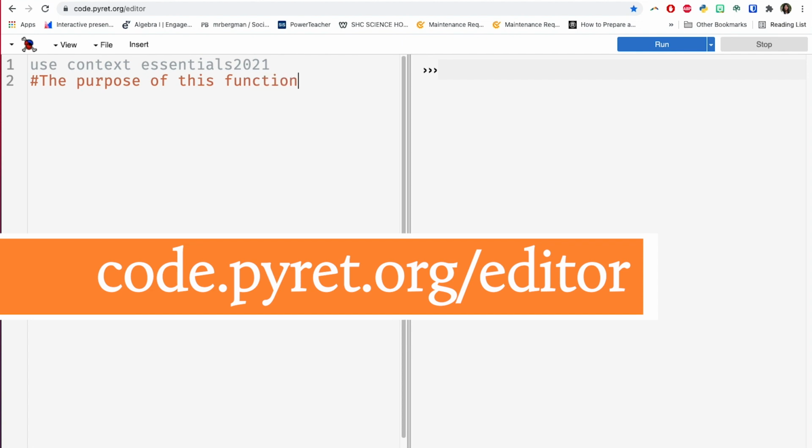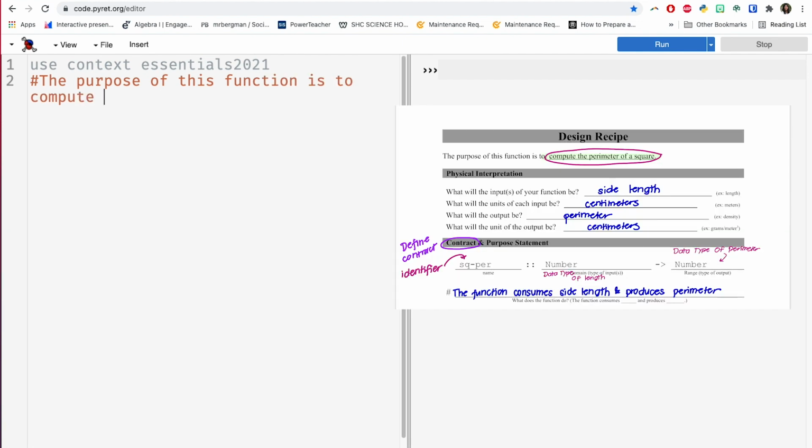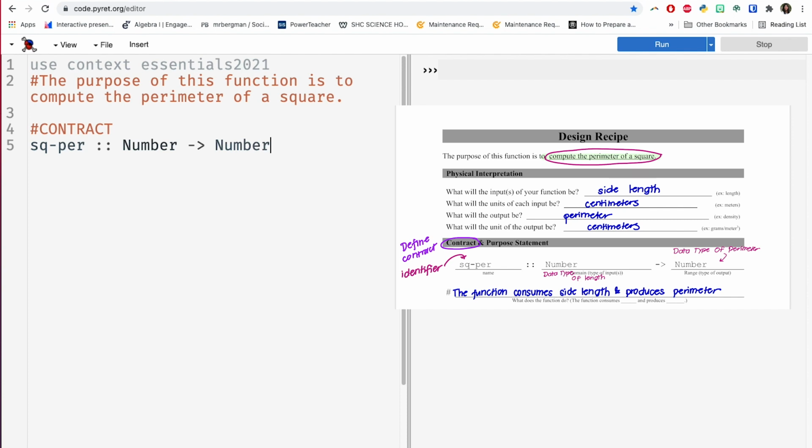code.pyret.org/editor. And I'm just going to go ahead and start typing now. You can pause this video if it's going too fast. Okay, so the purpose of this function is to compute the perimeter of a square. And we're just writing what the purpose is, right? Now the contract, we'll skip the physical interpretation. So the contract is: write your identifier, space, colon, space, Number. Make sure the N in Number is capitalized, space, then dash, and then the greater than symbol, space, Number.